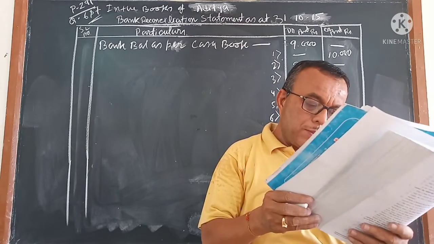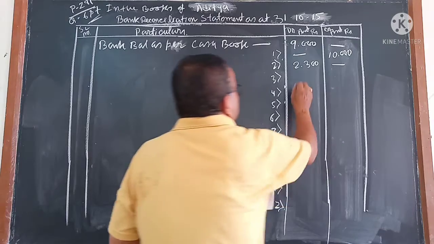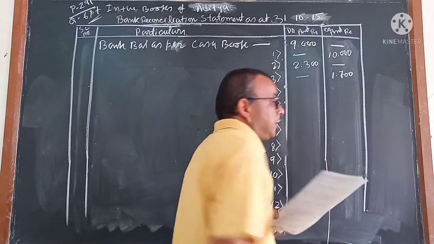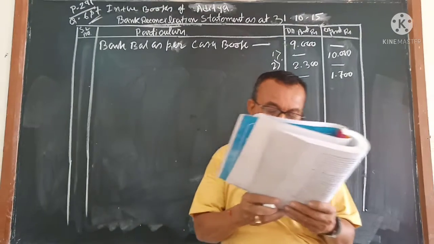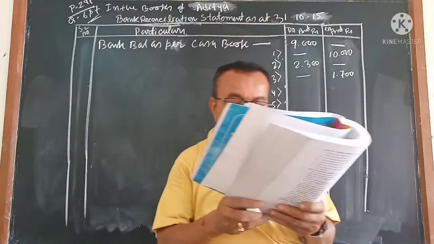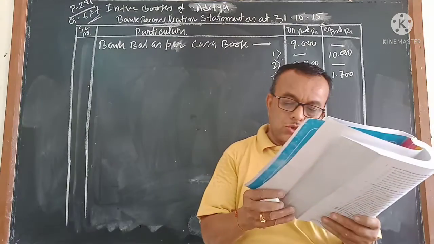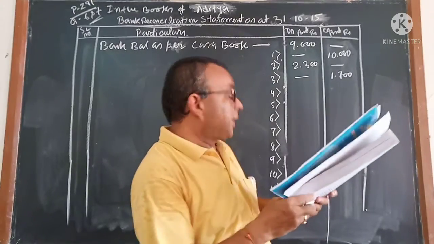Next, the bank has paid rupees 1,700 for insurance premium through electronic clearing services, that is NEFT, which is not recorded in the cash book. Bank has paid 1,700 means the bank debited it, but I did not credit it. So it was debited in the passbook but not credited in the cash book.